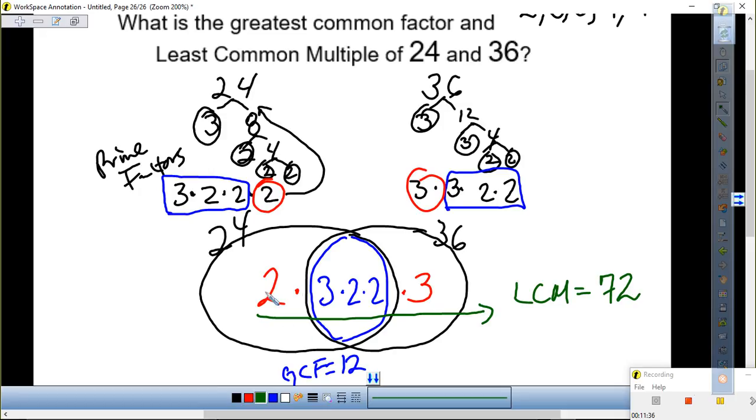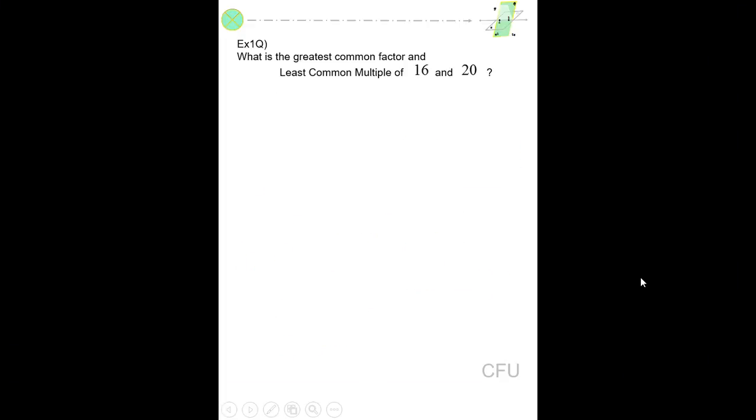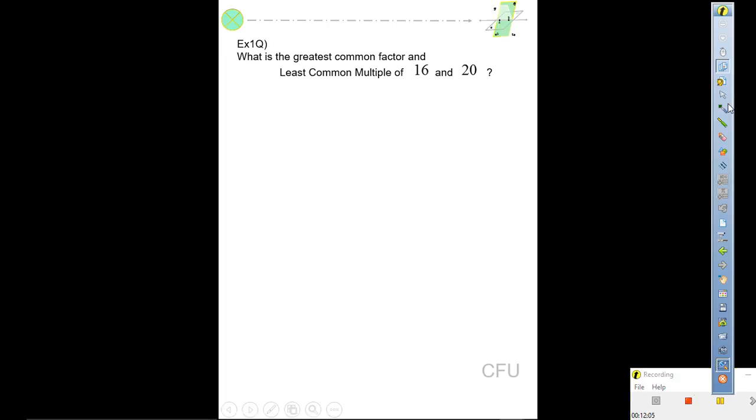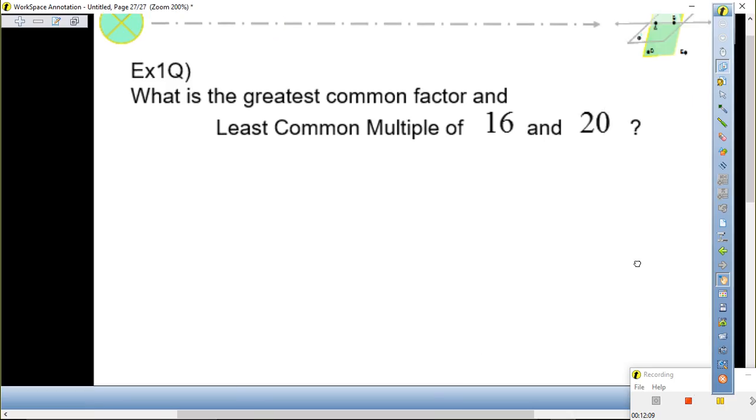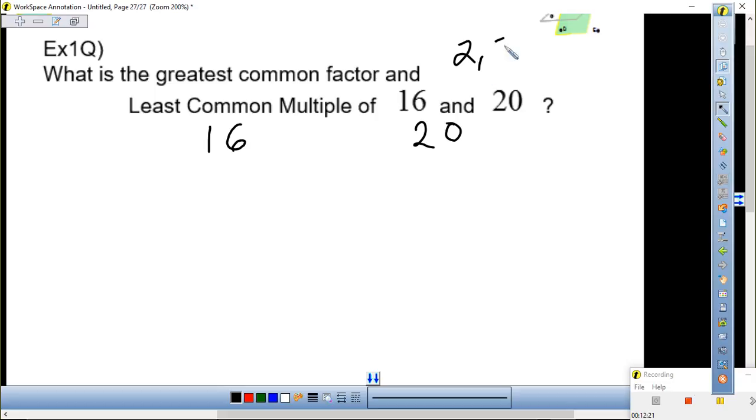How can we check our math? Let's see. 2 times 36, what is that? 72. What is 3 times 24? 72. Copy that, please. Here goes the next one. Example 2. Copy 16 and 20. 16, 20. My first 5 primes are 2, 3, 5, 7, 11.